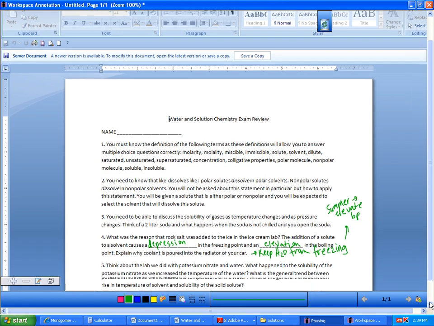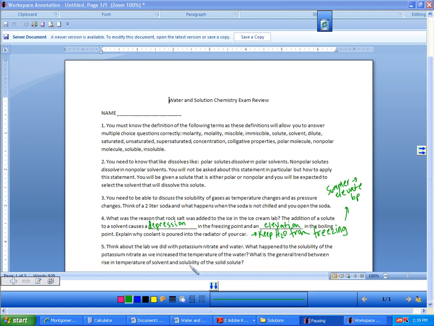Okay. All right, then number 5 says, think about the lab we did with potassium nitrate and water. What happened to the solubility of the potassium nitrate as we increased the temperature of the water? Well, when we made our graph, we saw a curve that looked something like that. So as the temperature went up that way, the solubility increased. What is the general trend between the rise in temperature of solvent and the solubility of the solid solute? As temperature goes up, in general, the solubility should also rise.